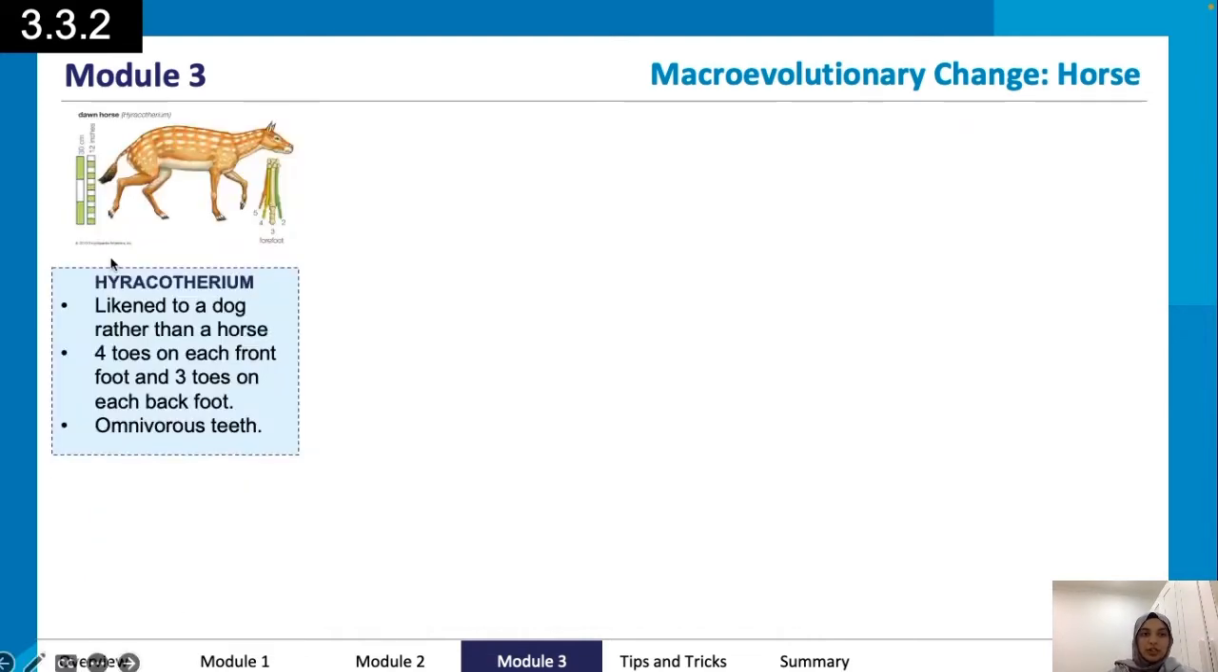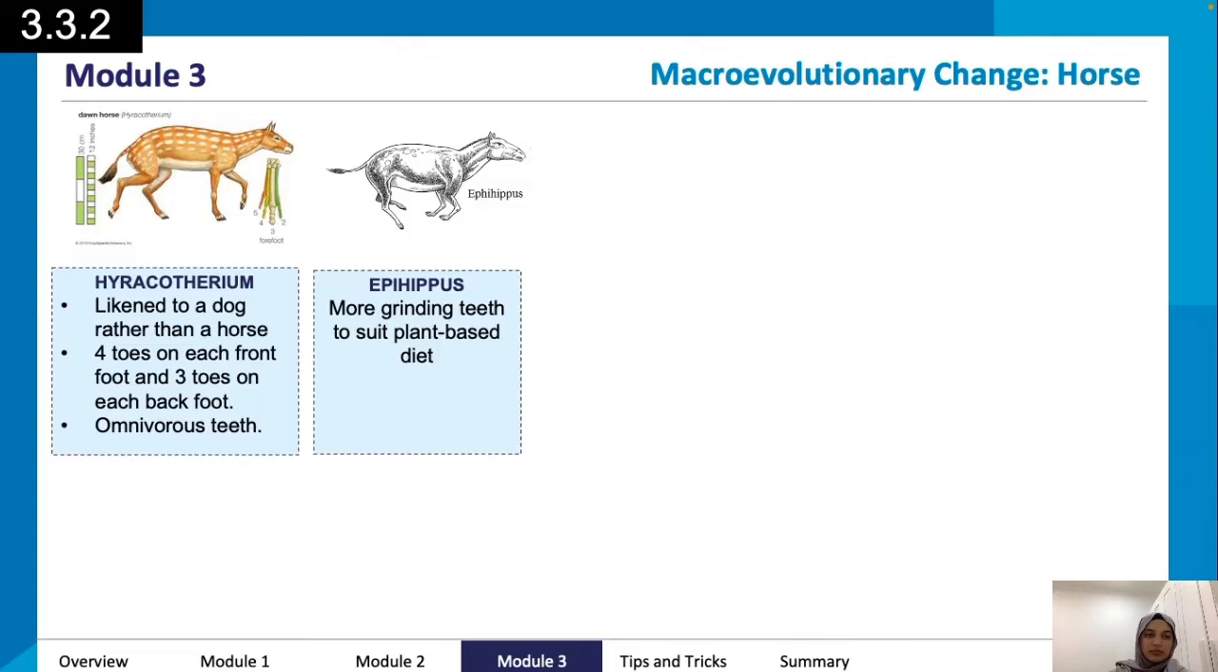So, the first type, the dawn horse, is likened to a dog rather than a horse. What we would consider a dog shape today is what that was. It had 4 toes on each front foot and 3 toes on each back foot, and they have omnivorous teeth. About 30 centimeters tall. And you can see the forefoot there.